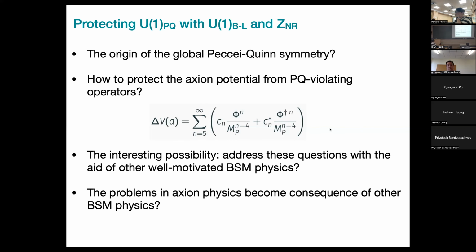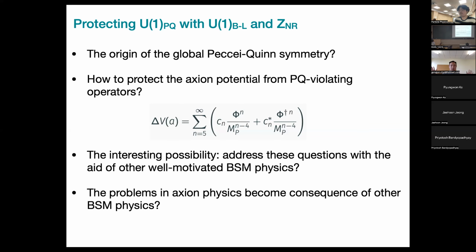If not all of them, then how could we guarantee the required sufficient amount of suppression? Then to me, the interesting possibility in the model building perspective would be the case where I can address these questions simultaneously with the aid of other well-motivated BSM physics. In other words, let's say you have some other symmetries and particle contents that are very well-motivated in the BSM landscape, not due to the strong CP problem, but due to other issues like baryon asymmetry, neutrino mass, or the Higgs hierarchy problem, and so on.